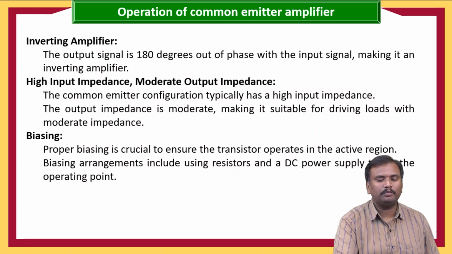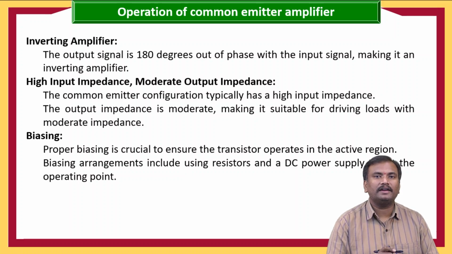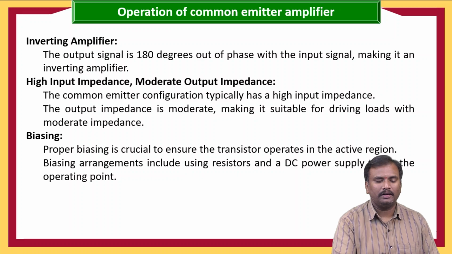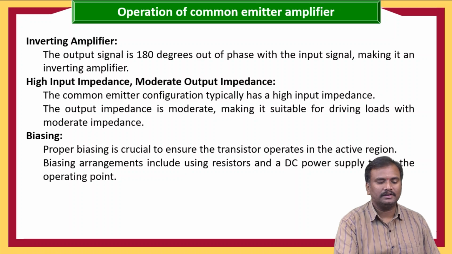And high input impedance, moderate output impedance. In this common emitter configuration, it has high input impedance because the input current is very small, so the impedance will be more, and the output impedance is moderate, making it suitable for driving loads with moderate impedance.